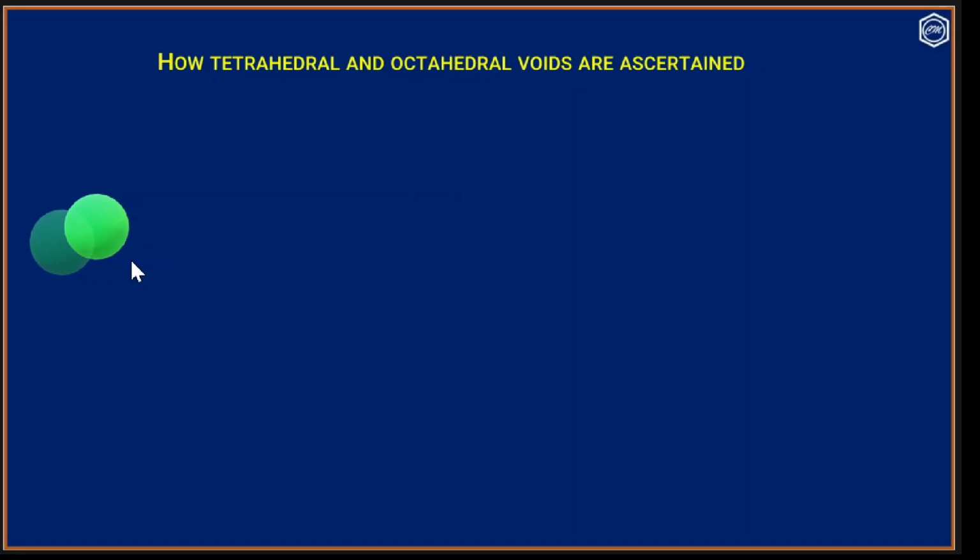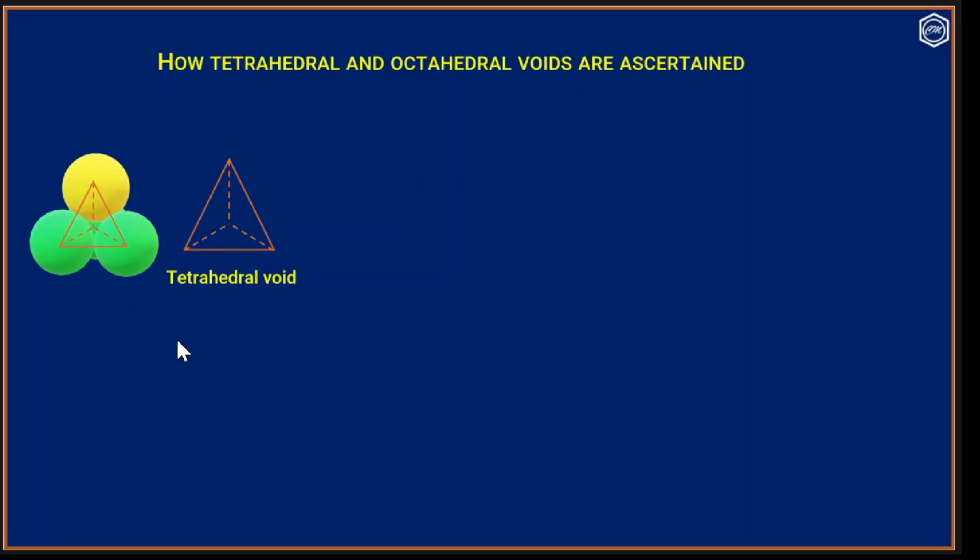So consider one sphere, second, and 3 spheres of one layer. We are considering only the first layer and only 3 atoms from the first layer, and they form a triangular void. Now consider the second layer. Here we are considering only one sphere from the second layer. So if you connect the centers of these 4 spheres, you will get a tetrahedron. And such a void is known as a tetrahedral void.